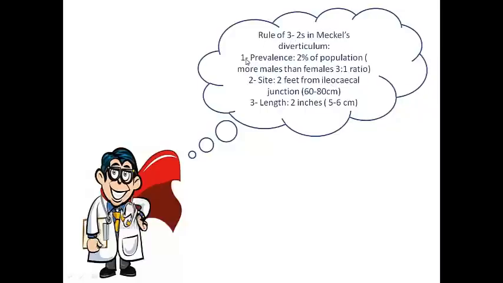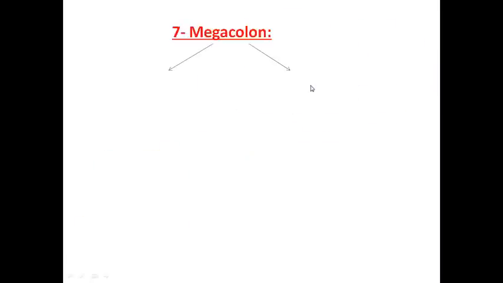The first thing to remember is that the prevalence of Meckel's diverticulum is 2% of the population. This is our first 2. Also remember that it's more common in males than females. The second thing to remember is that the site is 2 feet from the ileocecal junction. 2 feet means 60 centimeters, but usually it's 60 to 80 centimeters from the ileocecal junction. And the third 2 to remember is the length, which is 2 inches, 5 to 6 centimeters. So keep in mind the 3 2s of Meckel's diverticulum: the prevalence, the site, and the length.